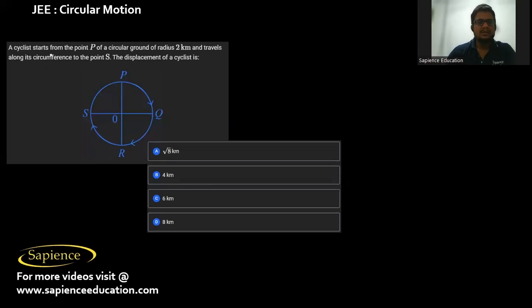Then it is told that a cyclist starts from the point P of a circular ground of radius 2 kilometer and travels along its circumference to the point S.